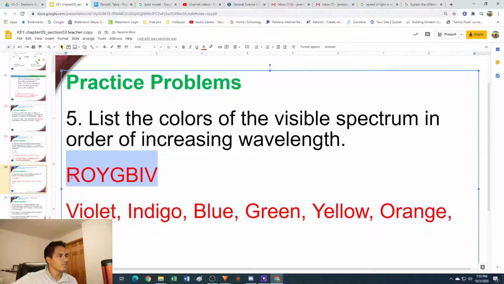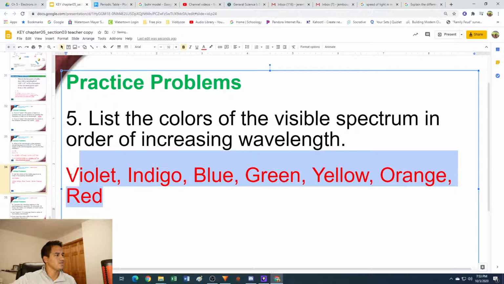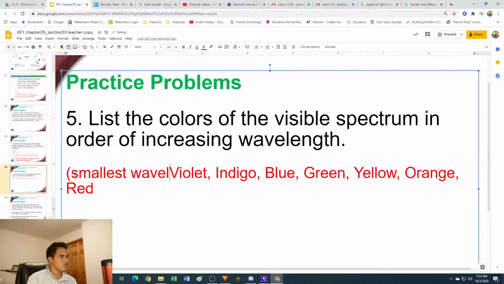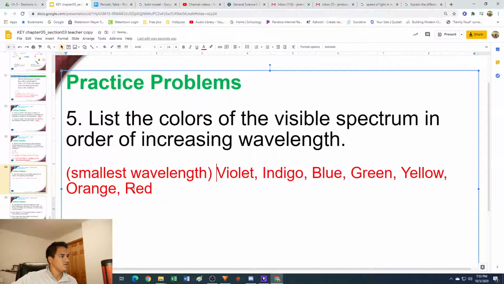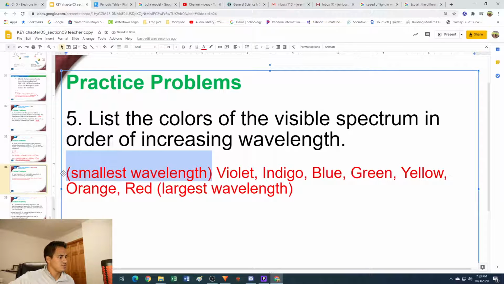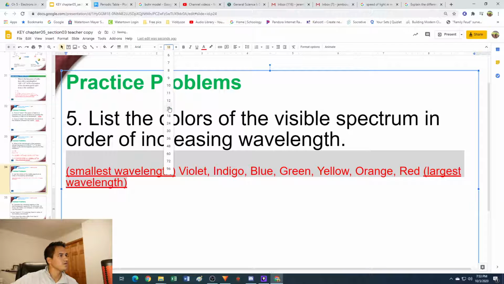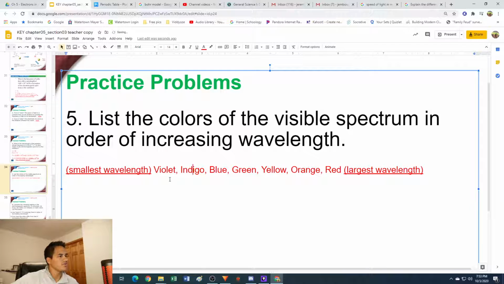Okay. So increasing wavelength. So violet, let's actually make this smaller font. So this is going to be smallest wavelength, and red is going to be largest wavelength. And we'll underline this here just so it stands out a bit more. There we go. Okay. And let's maybe make this font just a little bit smaller so it maybe all fits in one line. There we go. Okay, so smallest wavelength to largest, those are the colors.